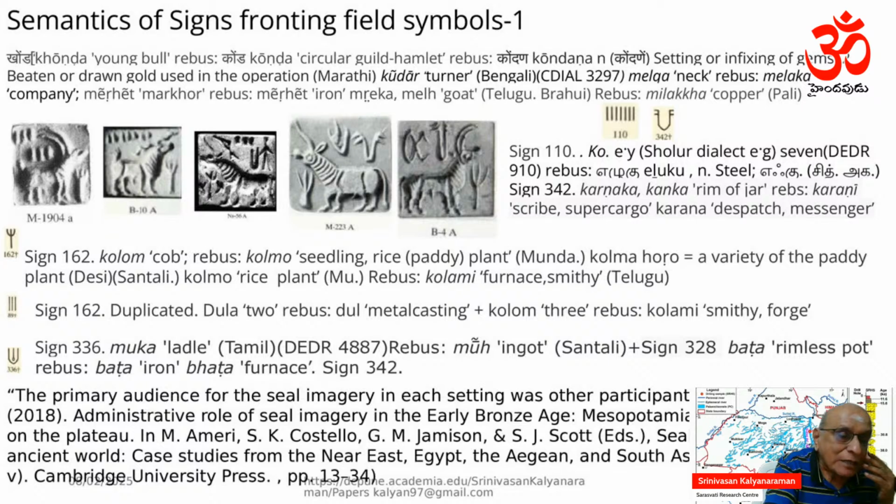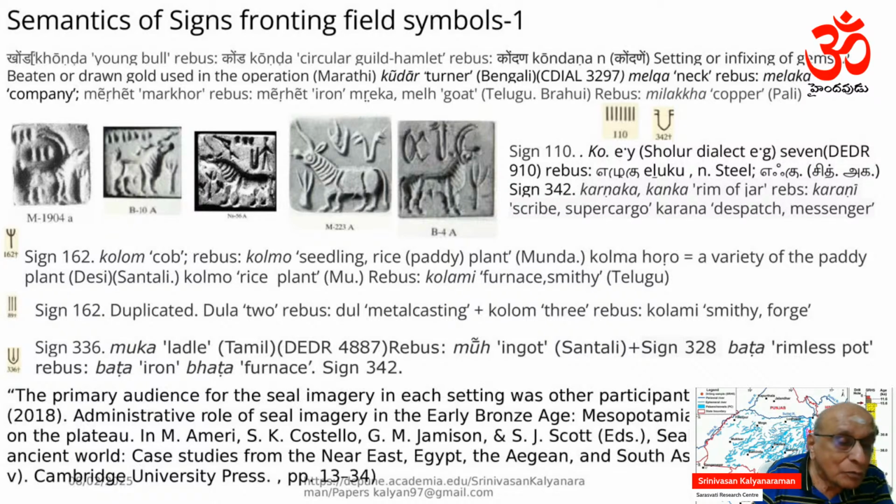For example, sign 162 is like cob, kolom, it's like a rice plant. Kolmo is a seedling of a rice plant in Munda language. Kolmo hodo is a variety of paddy. Kolimi in Telugu is furnace or smithy. So what is represented by sign 162 is a smithy and a forge. Okay, furnace and smithy.